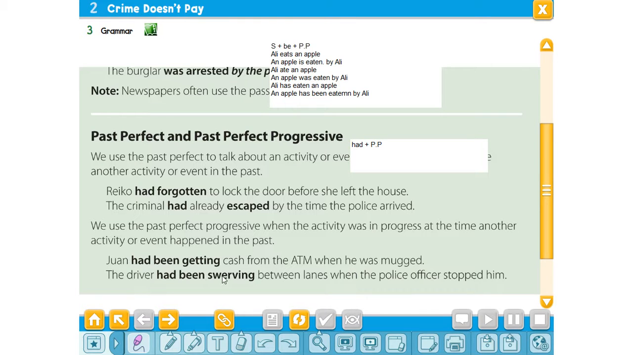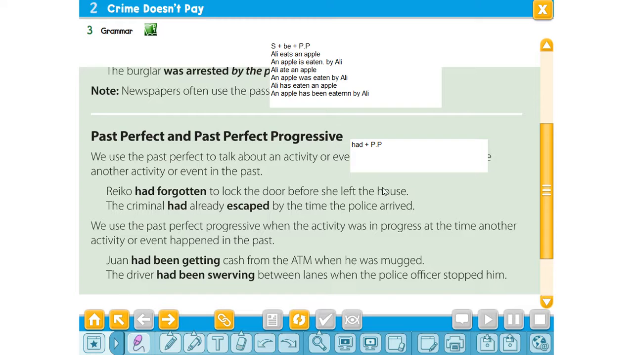The driver had been swerving between the lanes when the police officer stopped him. So we usually use this tense with "when" because we have two things that happened nearly at the same time, while another activity is or was in progress, because it is in the past.